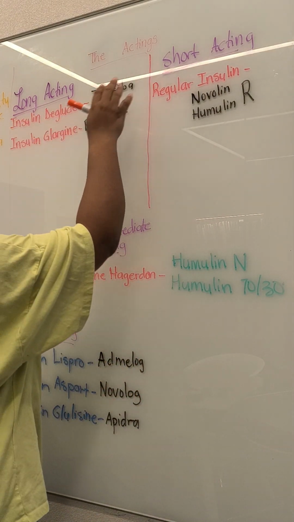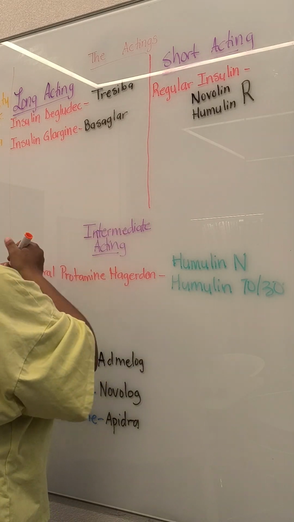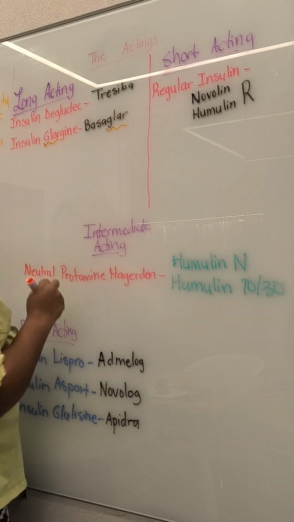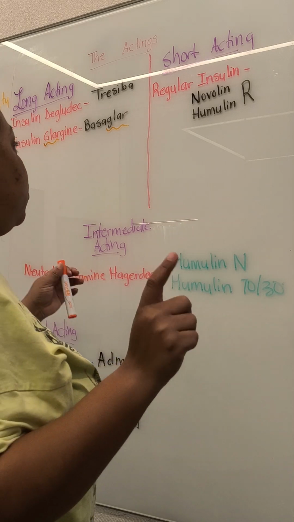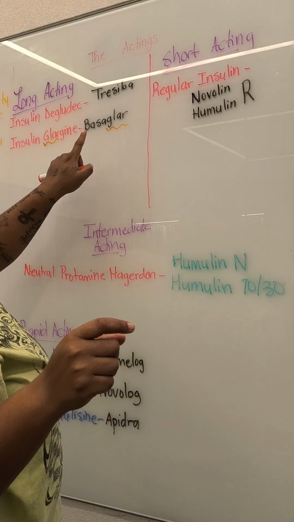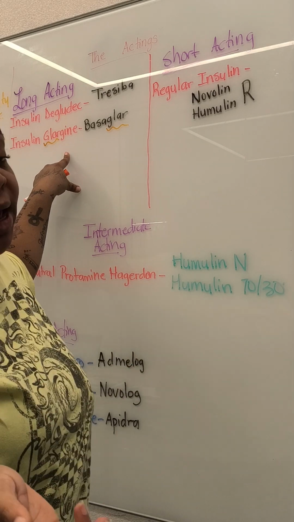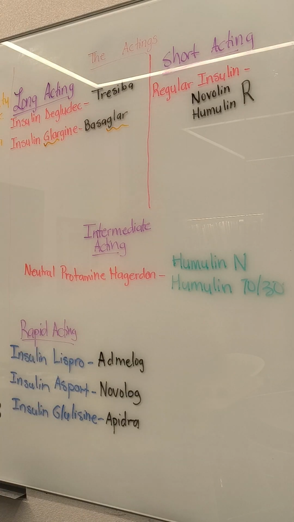Insulin degludec is Tresiba. Insulin glargine is Basaglar. So think glar here and glar here. Basaglar is insulin glargine. In my workbook that I'm about to publish, I'm going to give you two more names for insulin glargine because during the exam you might be asked to give all the names. So it's good to know all of them as well.